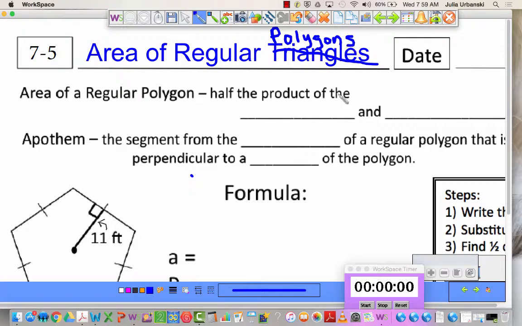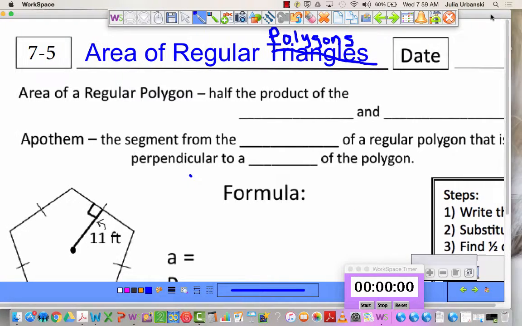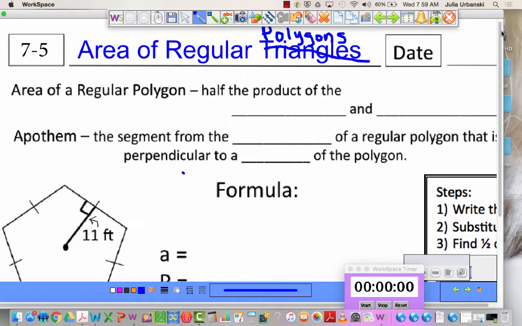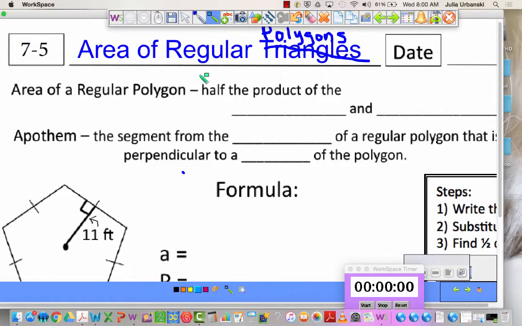Area of regular polygons. And they involve the triangles on the inside. Okay, here's a formula. And there's a special word that applies only to polygons, whether it's a hexagon or an octagon or a decagon. The area of a regular polygon is half. That means you're going to be dividing by 2, just like the triangles.